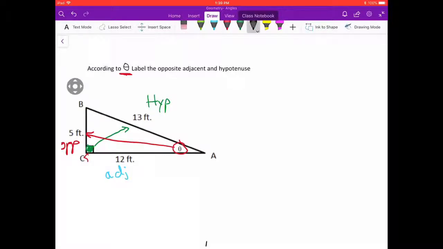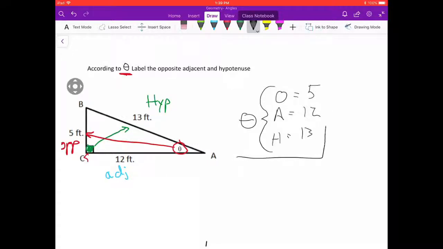Now, one way I like to organize this information, just to make life a little bit easier, is I like to put my angle here, and I like to make a little brace map with O, A, and H, and just fill in the numbers wherever applicable. So the opposite side is 5, the adjacent side is 12, and the hypotenuse is 13.